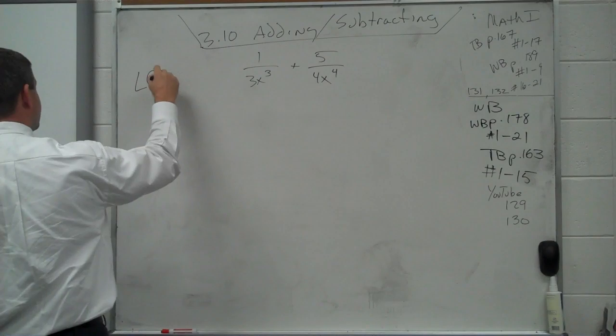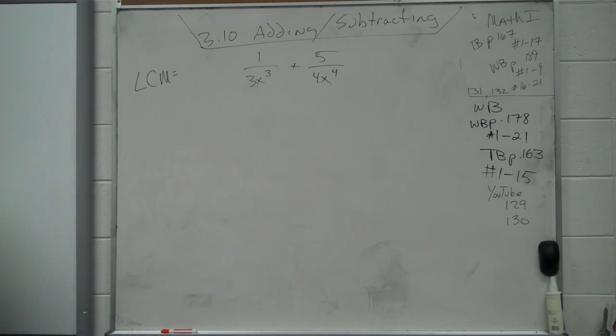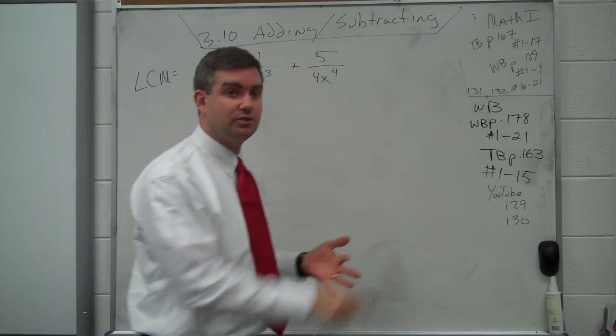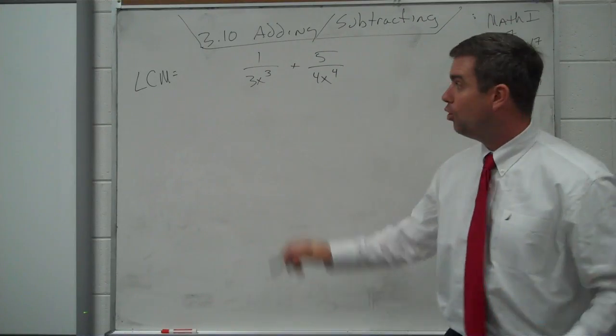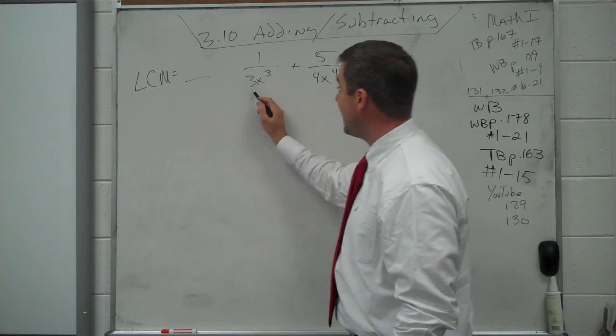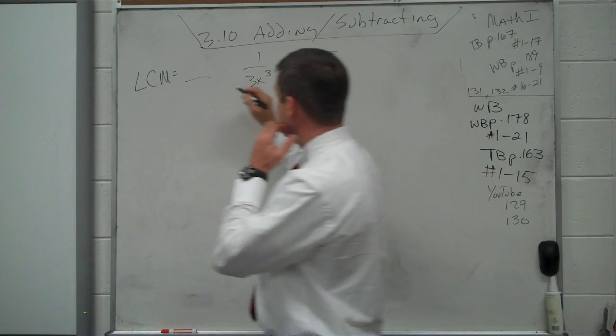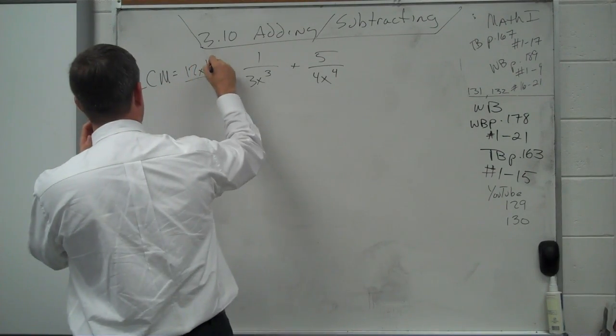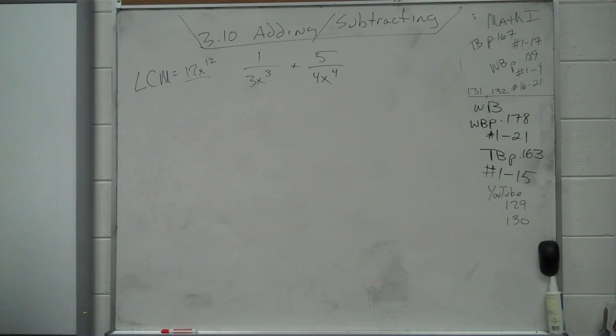The first question is, either on paper or in your head, you have to figure out what the LCM is. What is the least common multiple? What is the smallest number that 3 will go into, that 4 will go into, that x cubed will go into, that x to the 4th will go into? Scarlett says 12x to the 12th. Is that right?